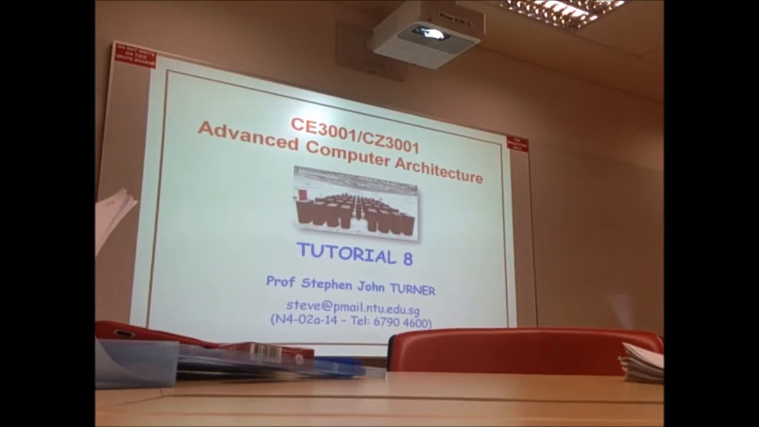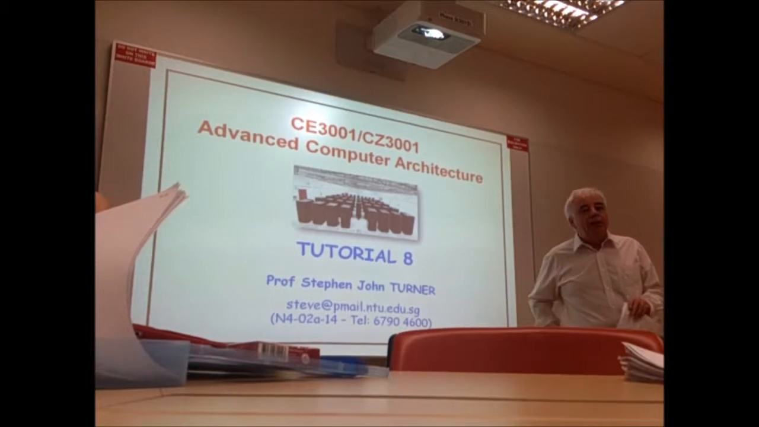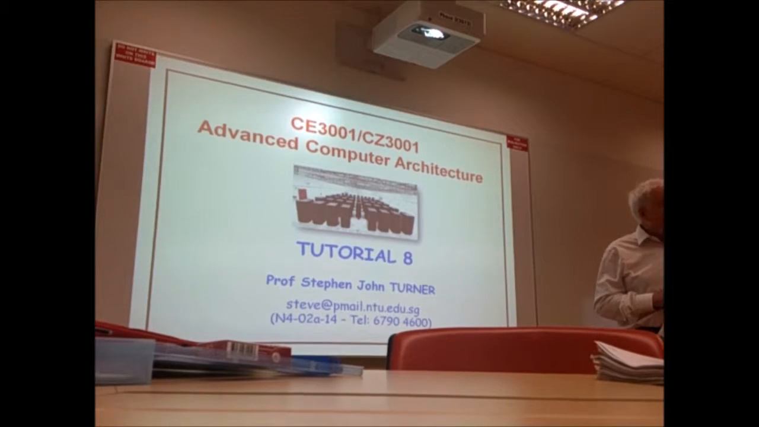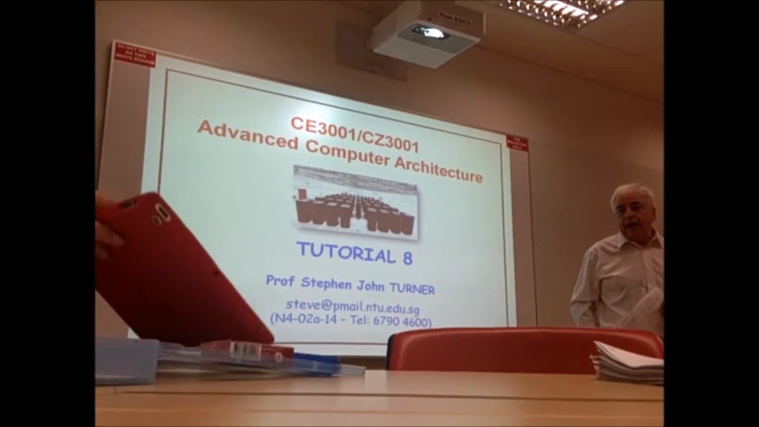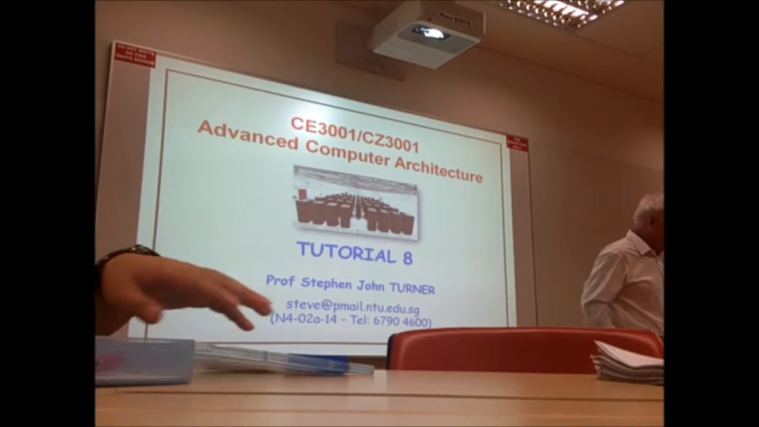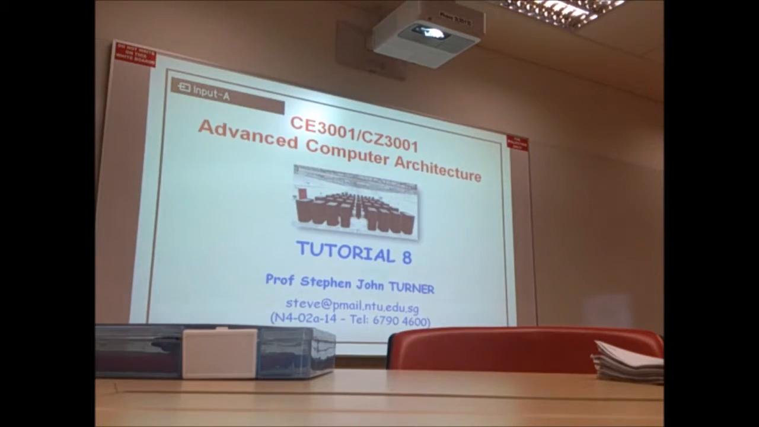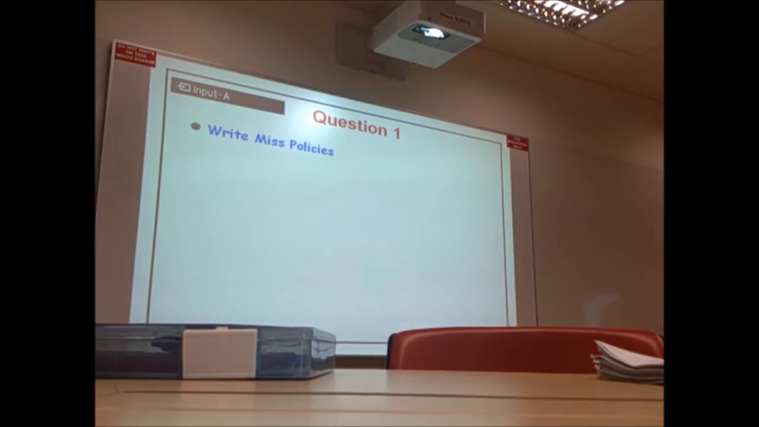So, okay, so today's tutorial, we're still on the subject of memory hierarchies and looking at cache performance. What are the number of misses when using no write allocate and write allocate? I can't remember. The first question is talking about write miss policies.